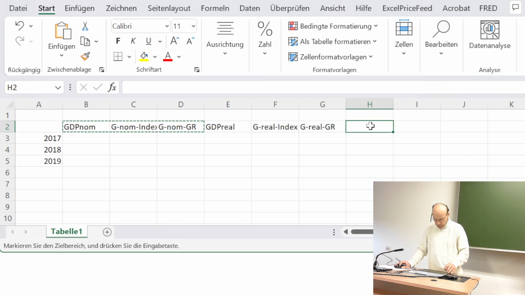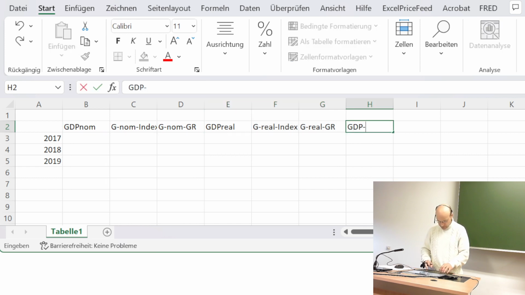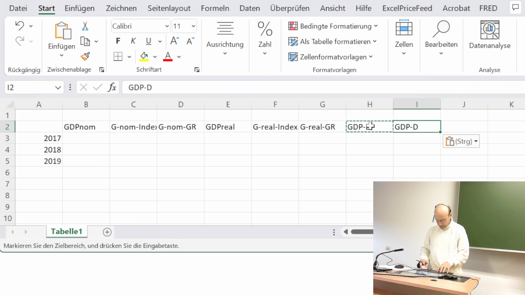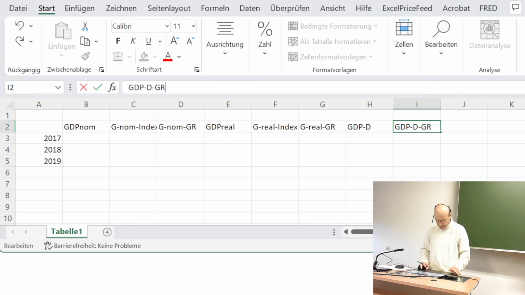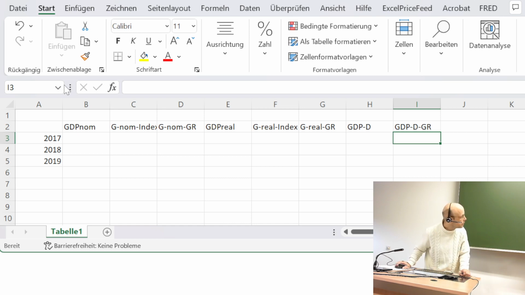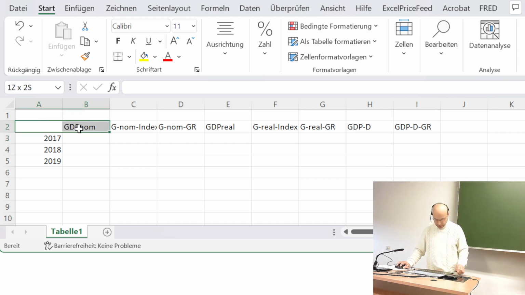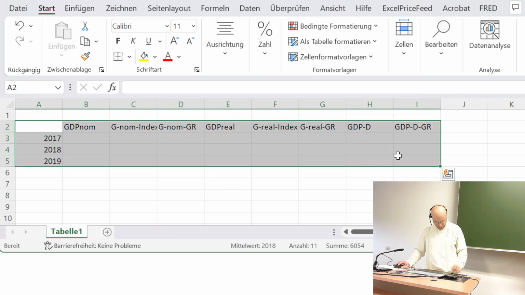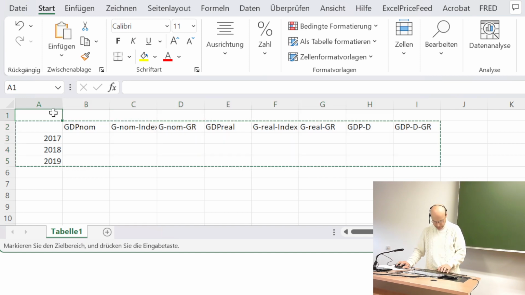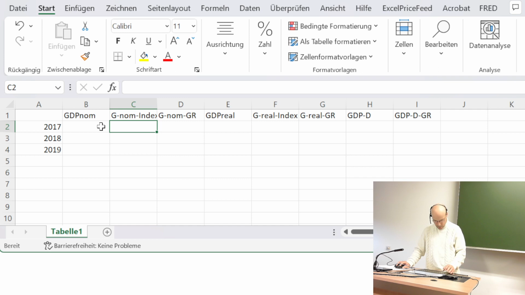And what do we need? We need the GDP deflator and the GDP deflator growth rate. So this you can see everything. Let's move it just one up. And now we can put in the numbers which we already have.